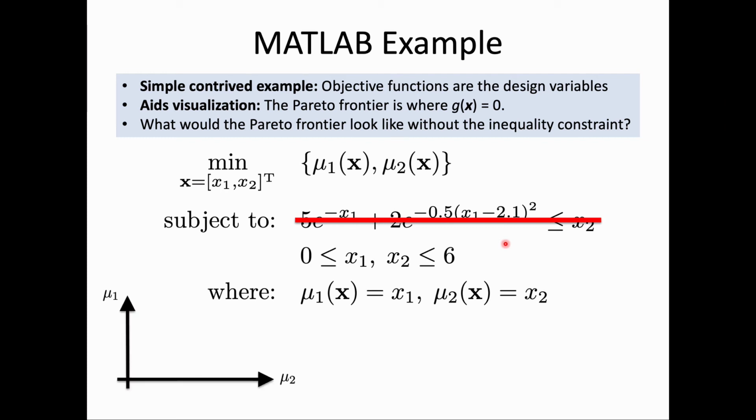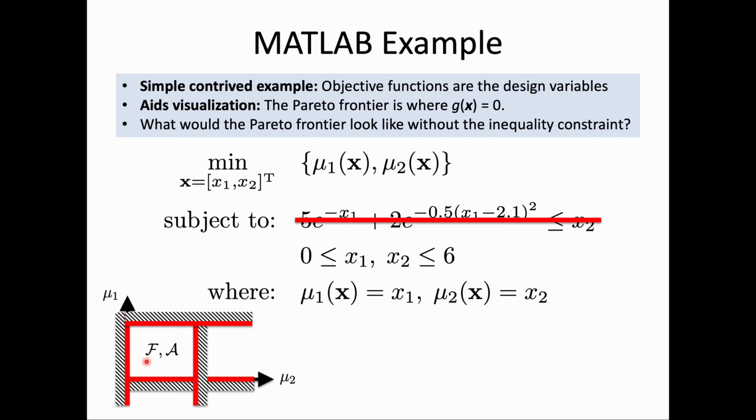Let's think about the objective function space, mu1 and mu2. We're trying to minimize mu1 and mu2, but each of those are equal to x1 and x2, so we're minimizing x1 and x2, and we're only now abiding by these simple variable bounds. So we have a lower bound of 0 and an upper bound of 6 along both dimensions. And this is going to be the attainable set because we're looking at the objective function space, but because mu1 and mu2 are equal to x1 and x2 respectively, this also defines the feasible set in the design space.